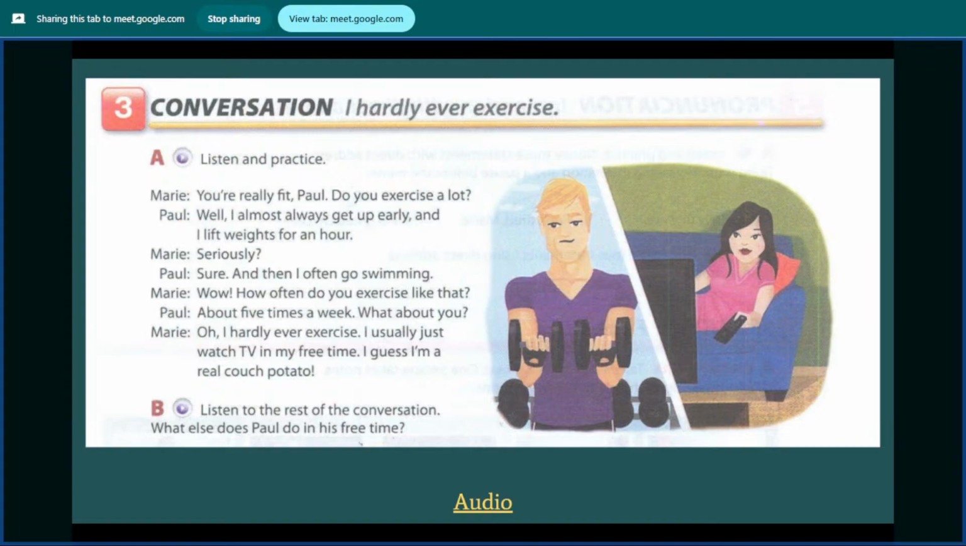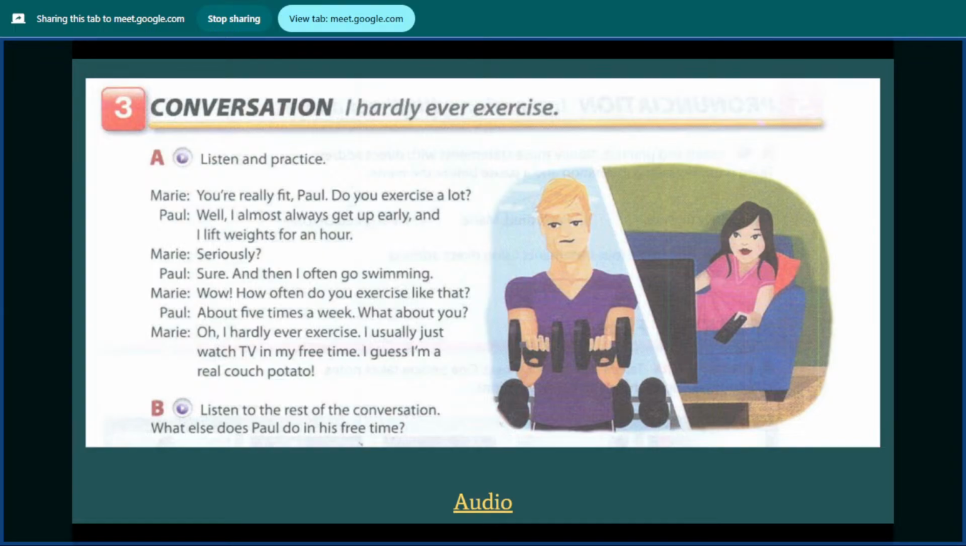Mary: You are really fit, Paul. Do you exercise a lot? Paul: Well, I almost always get up early and I lift weights for an hour. Mary: Seriously? An hour? Paul: Yes, seriously. And then I often go swimming. Mary: Wow. How often do you exercise like that? Paul: About 5 times a week. What about you? Mary: Oh, I hardly ever exercise. I usually just watch TV in my free time. I guess I am a real couch potato.